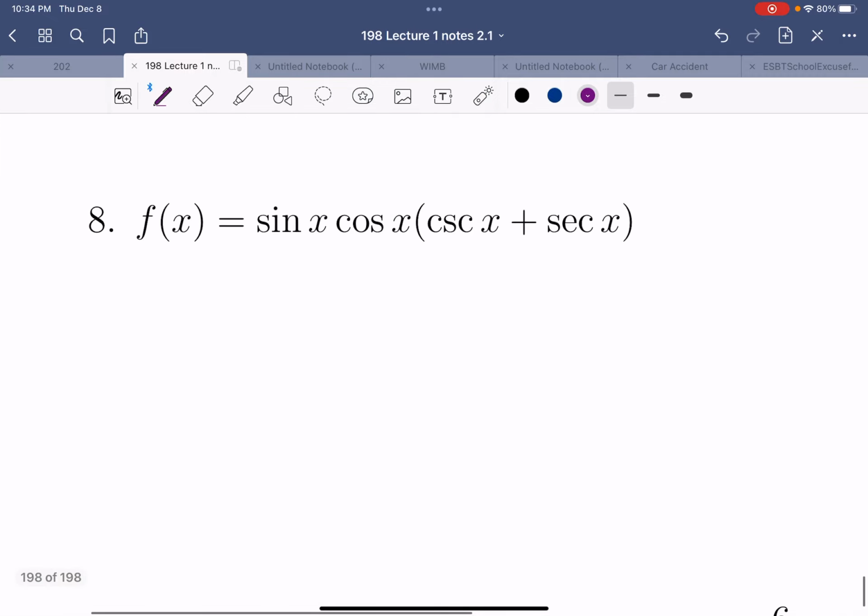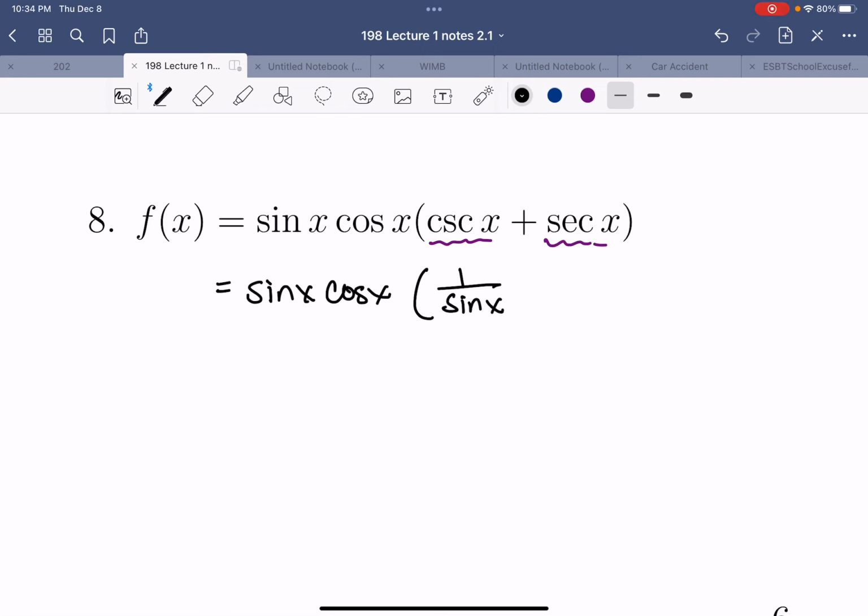And I think this is the last one. Yep, last one. So before I get started here, I'm going to do two things. I'm going to rewrite these as sines and cosines, and then I'm going to multiply through and then see what happens. So if this is sine x, cosine x, cosecant x is 1 over sine, and secant x is 1 over cosine. And that way, when I distribute this, one of each term is going to cancel. So when you distribute to the first term, the sines cancel, and I just get cosine of x. When you distribute to the second term, the cosines will cancel, and you're left with just a sine x.